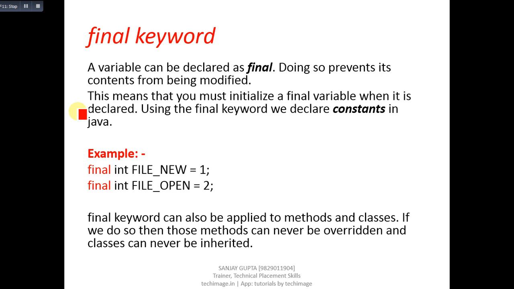So here 2 variables, file_new and file_open, are declared as final. So after declaration, you cannot modify the values of these variables. And at last, you can see a statement: the final keyword can also be applied to methods and classes. If we do so, then those methods can never be overridden and classes can never be inherited. So this is all about the this and final keywords.